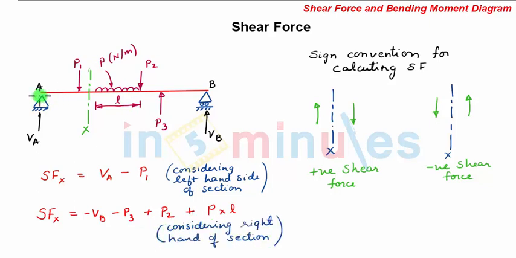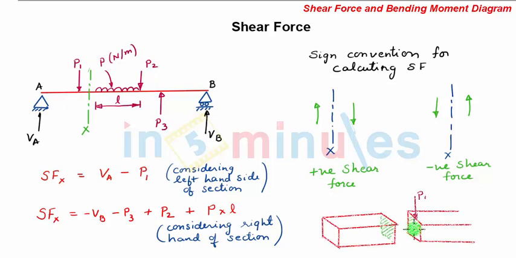Now for any beam on which transverse loads are acting, the effect of this transverse load is to shear the beam across its cross section, as shown in the figure. So these vertical transverse loads are taken into consideration while calculating the shear force, and shear force is defined as the algebraic sum of all the vertical forces acting on a beam at a particular section. Now as you move your section all along the length of the beam from one end to the other, you will see that the magnitude of shear force varies as well as its direction.